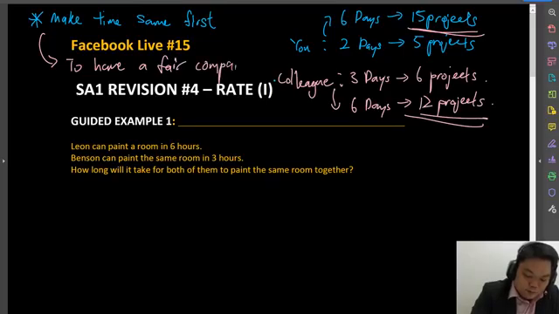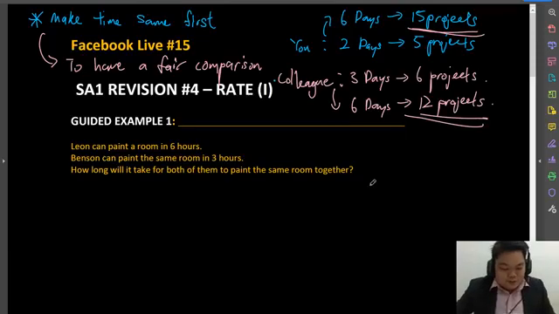Maybe I shouldn't have used pink. Should have used something else. Okay, but never mind.